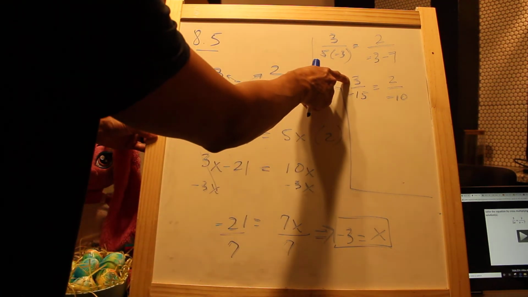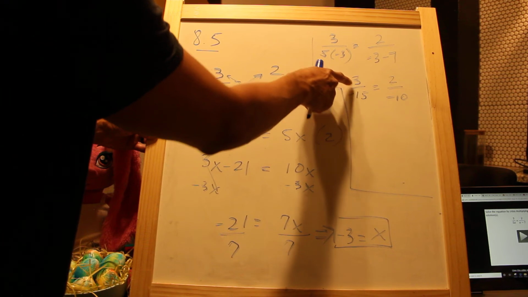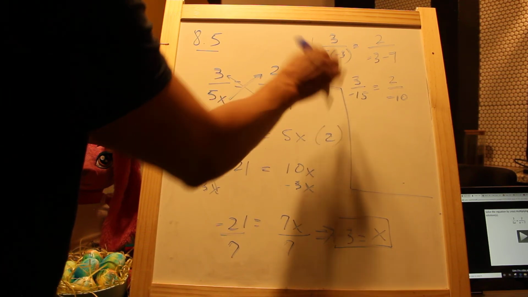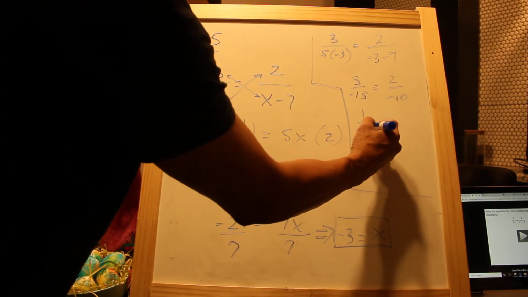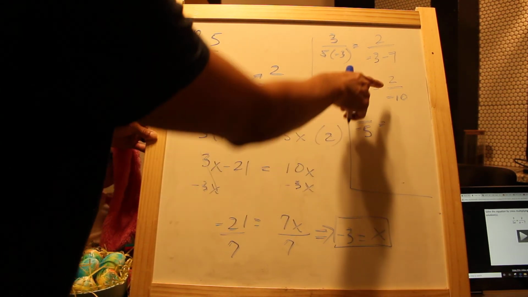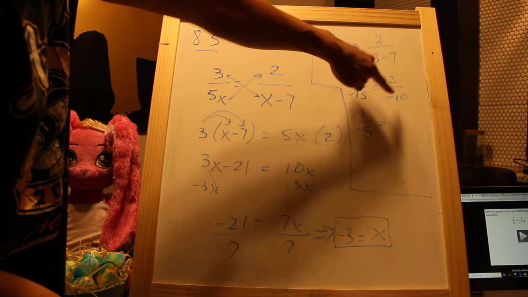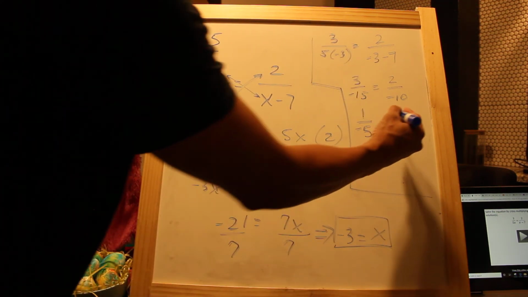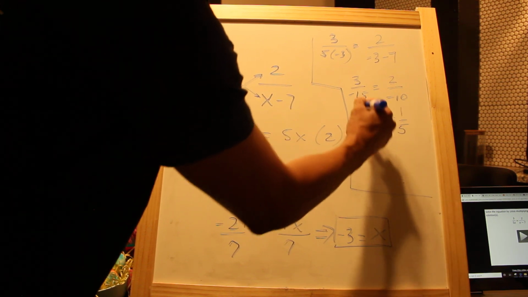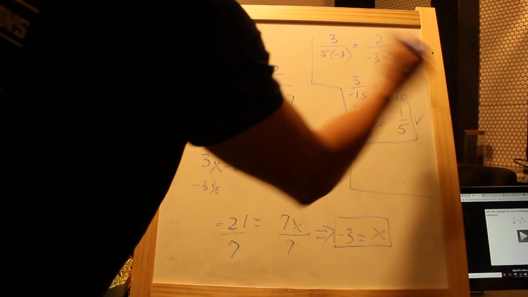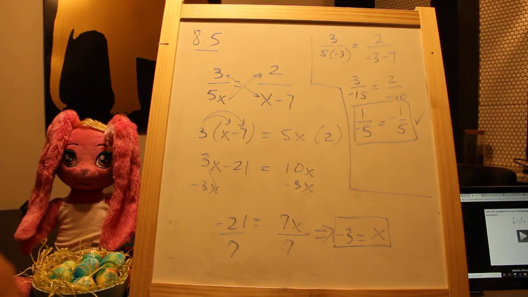So on my first fraction, 3 over negative 15 is divisible by 3. So this reduces to 1 over negative 5. On my second fraction, 2 and negative 10 are divisible by 2. So I get 1 over negative 5. This statement is true, and therefore x equals negative 3 is my correct answer.